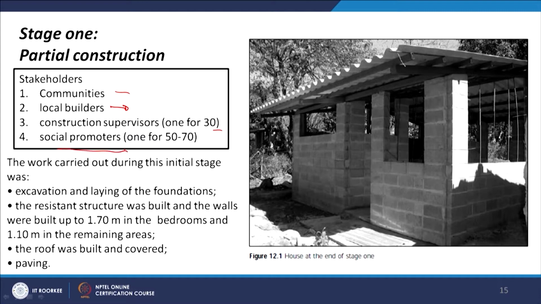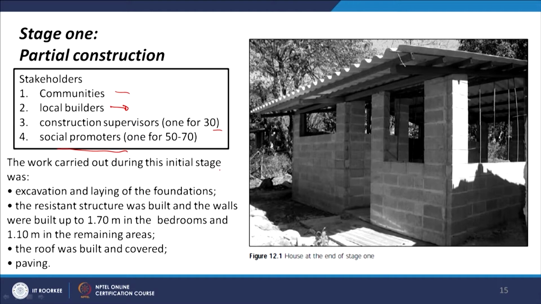There is another, a social promoter, who looks at the whole community level, and for every 50 to 70 households one social promoter has been appointed. In that way, there is clear transparency and a clear flow pattern of communication, starting from a household to a group of households to the community level, and also across various smaller communities.